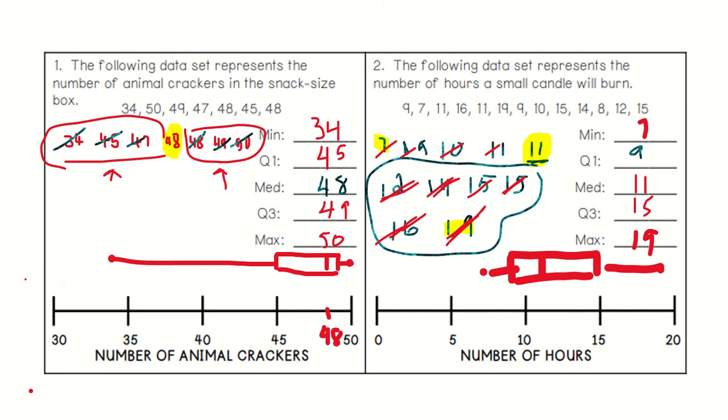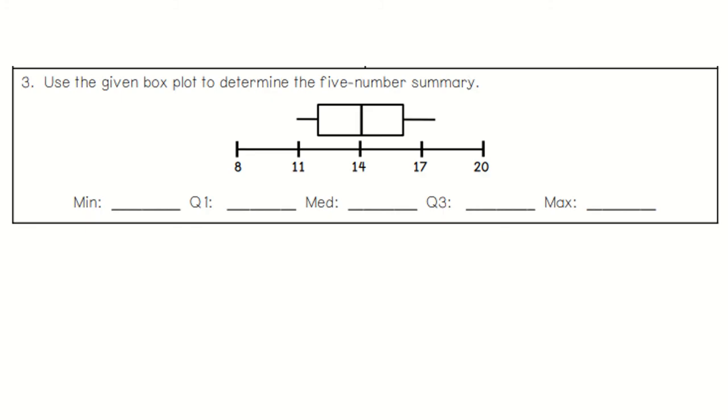Alright, rewatch any part of this video. Remember, you can always message me and ask me questions. Let's do our final example. Use the given box plot to determine the 5-number summary. So this time they've given us the box plot, and we need to pull the numbers out. So this is a good way to work backwards.